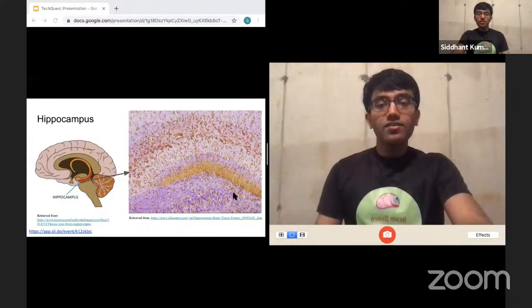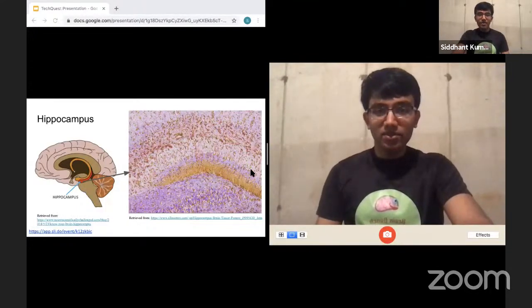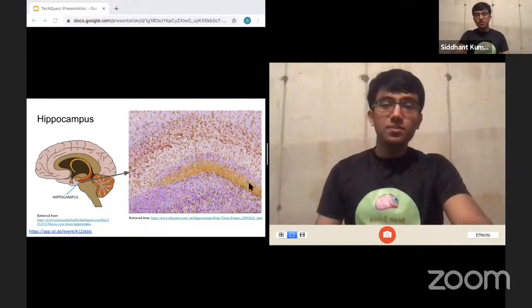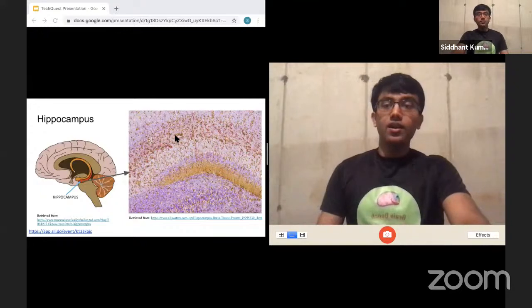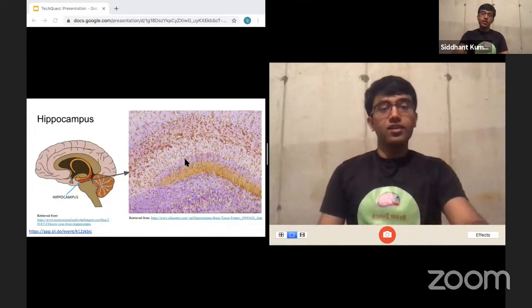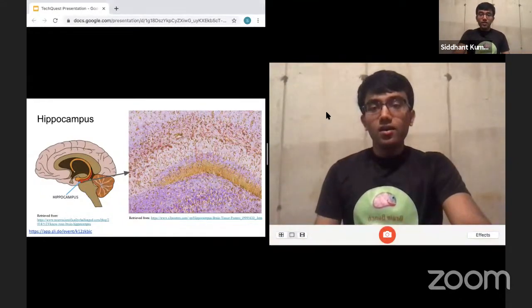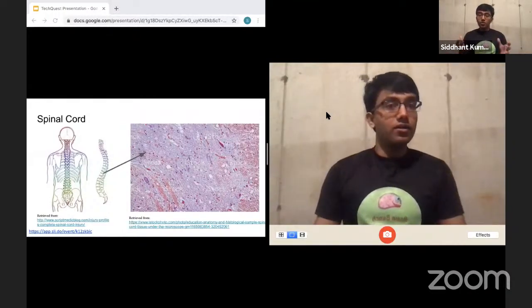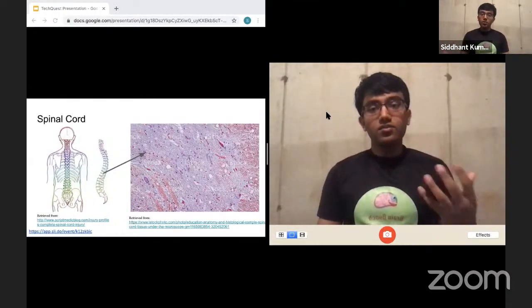And as you can see under a microscope, the hippocampus looks very pretty. There seems to be different layers to it. There's an orange layer, on top of that is a pink layer, a white layer, and then another layer. So that's what a hippocampus looks like under a microscope. Finally, we have the spinal cord. So what is the spinal cord? Does anyone know?